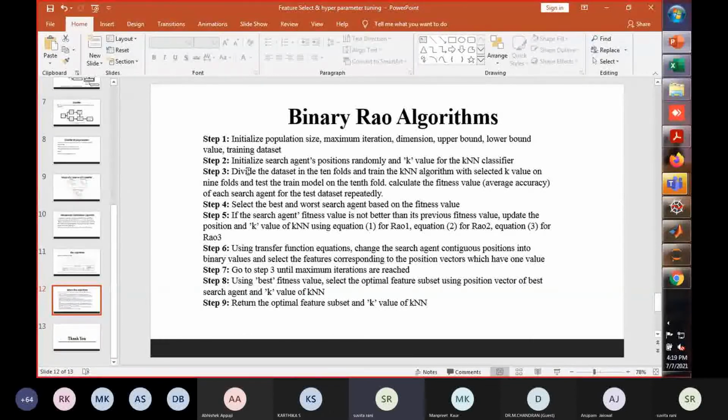Third step is to divide the data set into 10 folds and train the KNN algorithm with the k value. This is basically the evaluation of the classifier on the selected number of features. Then select the best and worst search agent.